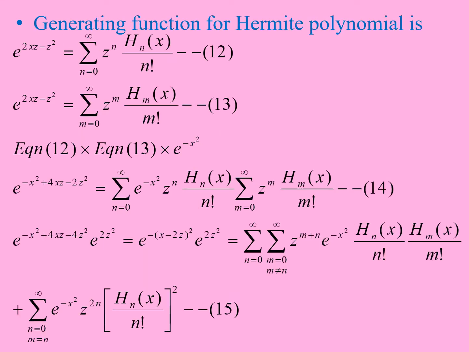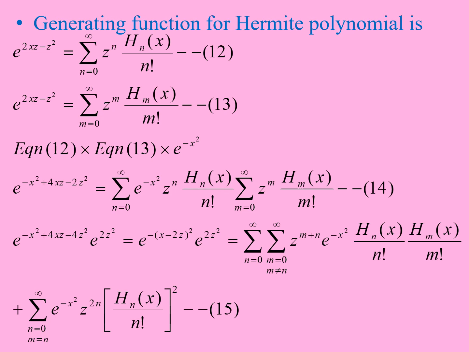So for that you take the generating function for Hermite polynomial, that is e power 2xz minus z squared is equal to summation n is equal to 0 to infinity z power n Hn of x divided by n factorial. Similarly, if you do it with m, it is e power 2xz minus z squared is equal to summation m is equal to 0 to infinity z power m Hm of x divided by m factorial.